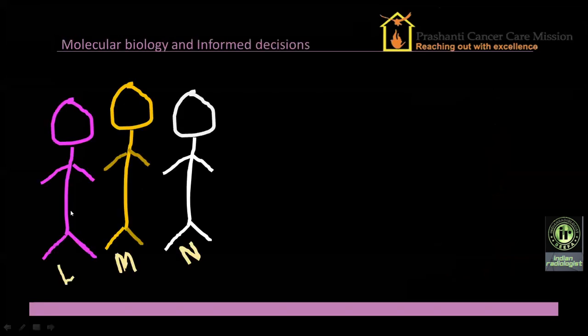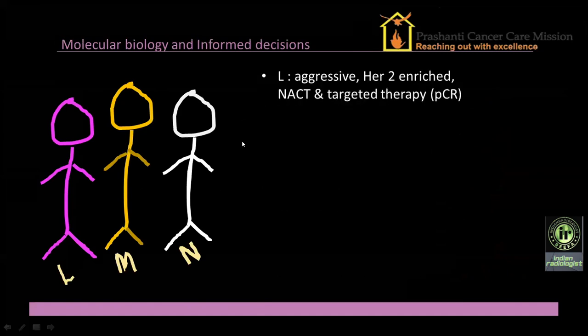So coming back to our clinical scenario, here we have Lena, who has an aggressive, what we call HER2-enriched tumor. And she will not receive surgery upfront. She will undergo neoadjuvant chemotherapy, even though her disease is early stage. And we have good targeted therapy available for her in the form of anti-HER2 monoclonal antibodies. And we see that she responds very well to this treatment. After completion of her chemotherapy, she undergoes surgery. And the final histopath report says that there is a pathological complete response and that she has no residual tumor.